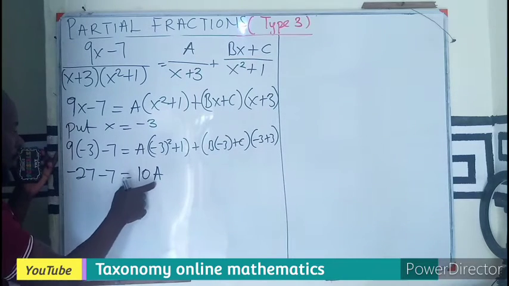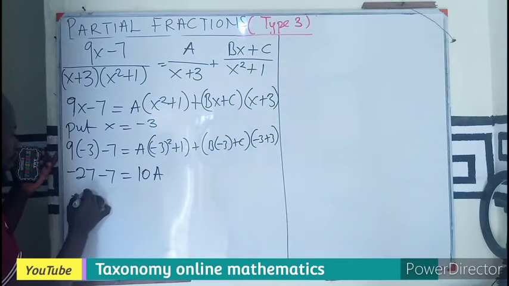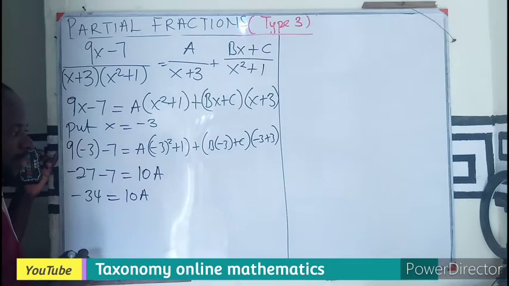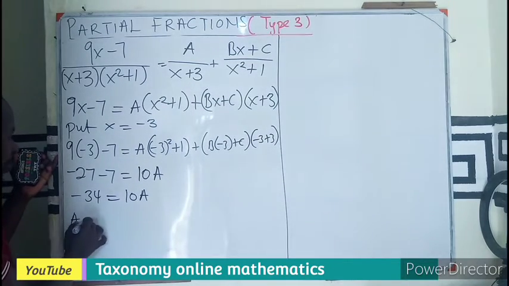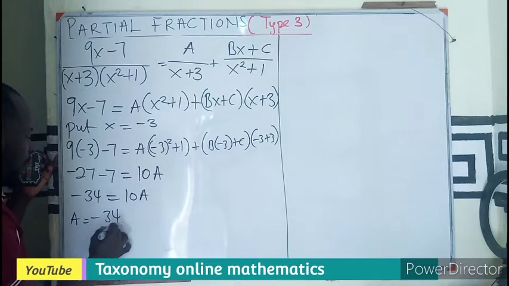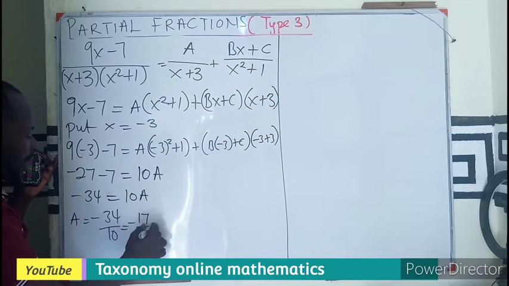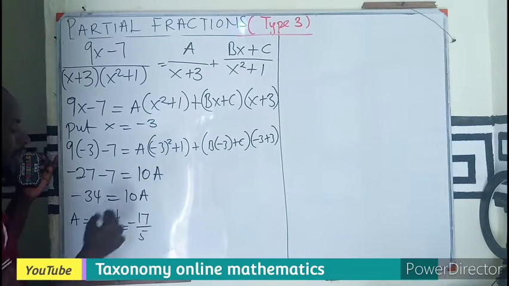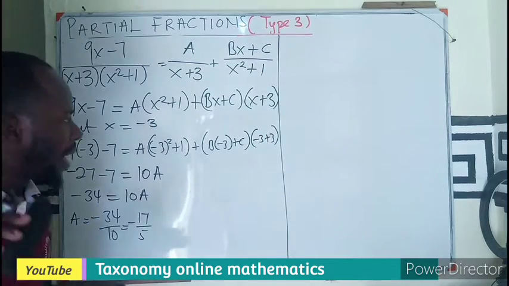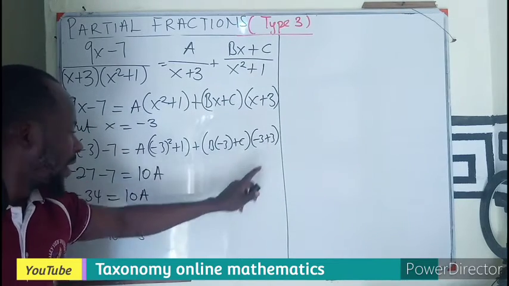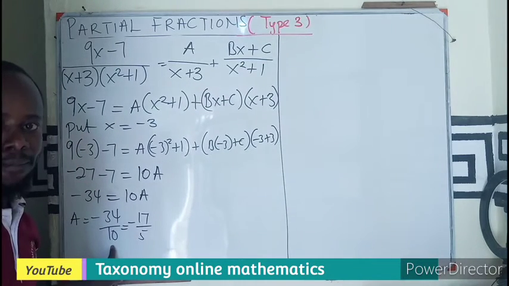So you need this to become negative 34 equals 10A. We need A, so what do we do? Divide both sides by 10. So A is going to be negative 34 over 10, or negative 17 over 5. So by cancelling the B and the C, we have the value of A.